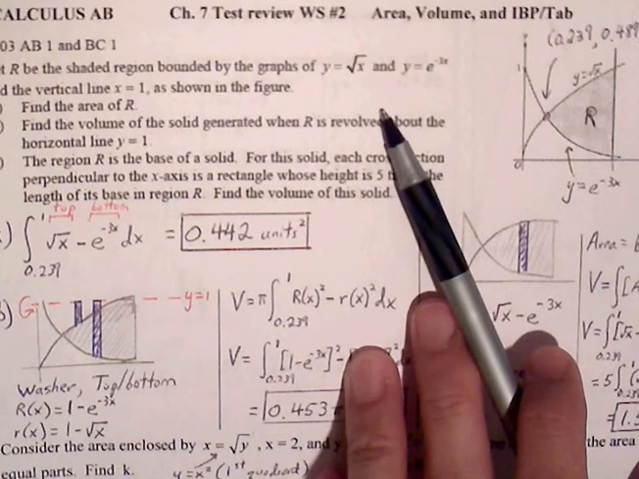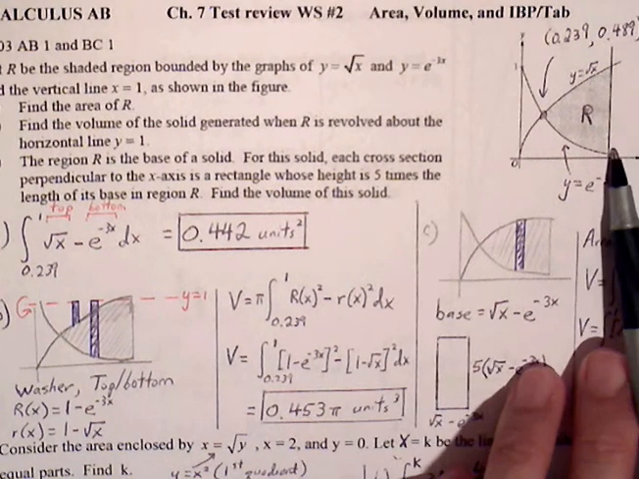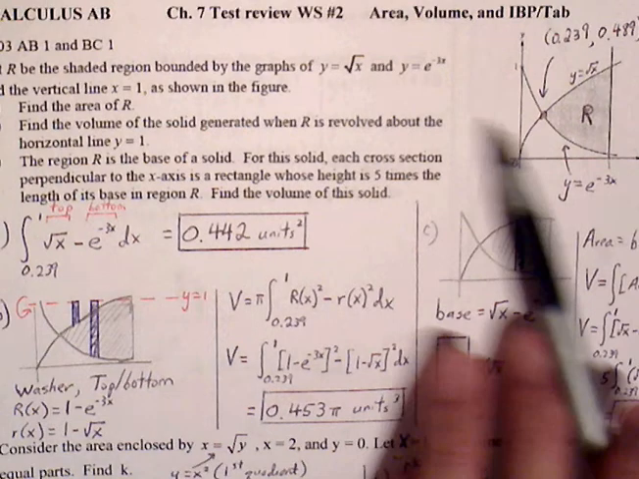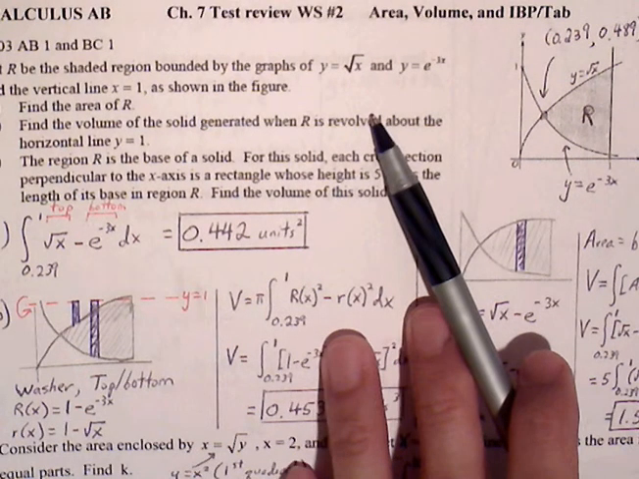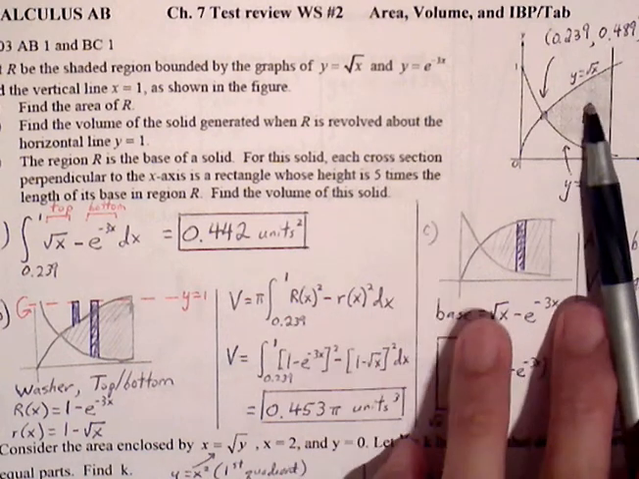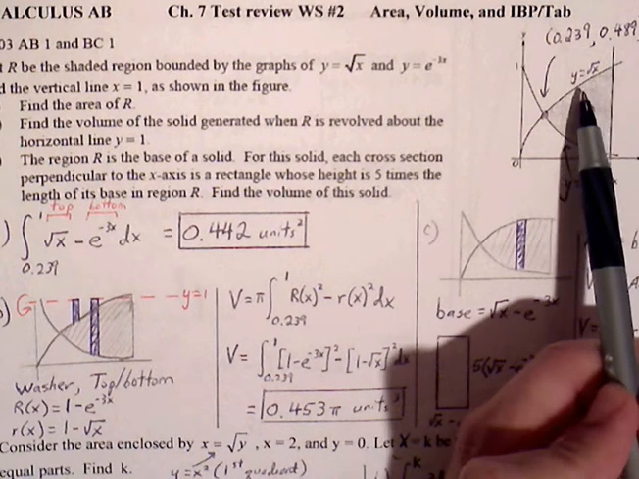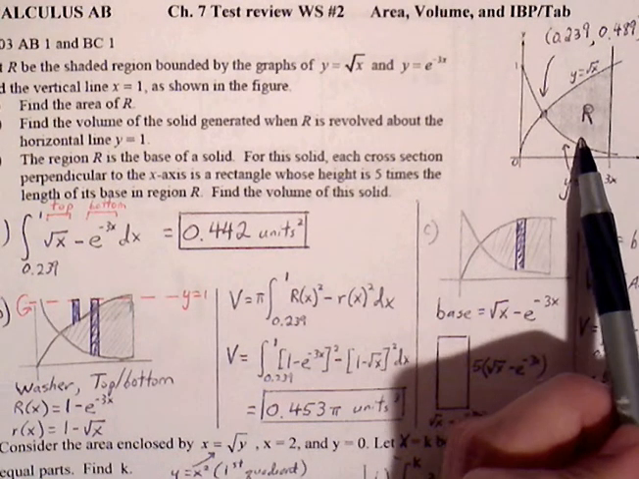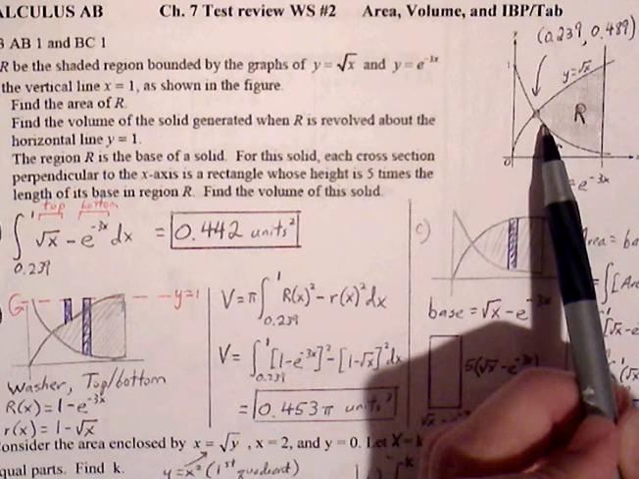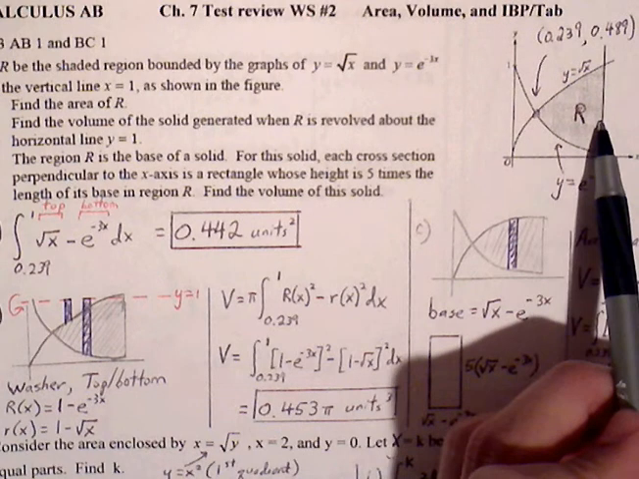And the vertical line x equals 1. So we have our x equals 1 here. Okay, so part A says, find the area of R. So if we want to find the area of R, we see that everything is already in terms of x, so we can simply do top curve minus bottom curve between our left bound and our right bound.